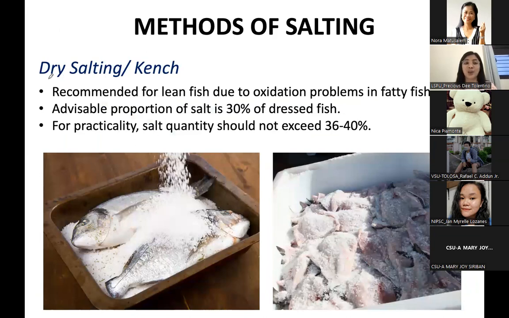And then, the methods of salting. So we have dry salting. Yung other term niya is quench salting. So I know in your post-harvest classes, you have already done this. So this is recommended for lean fishes. Again, recommended siya para doon sa mga lean fishes due to oxidation problems in fatty fish. Okay, so the advisable portion of salt is 30% of dressed fish, and for practicality naman, salt quantity should not exceed 36 to 40%.